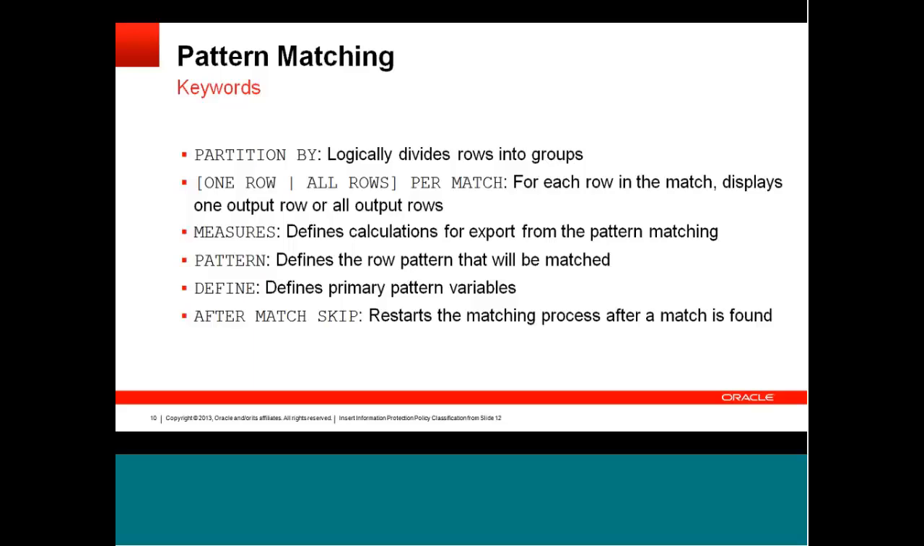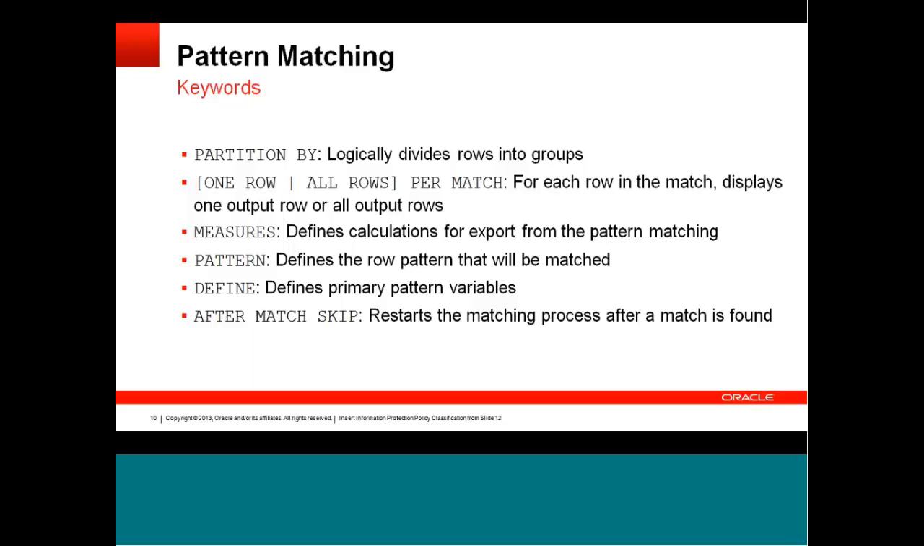Next, we have ONE ROW PER MATCH, which means that for every pattern match found, there will be only one row of output, and then we have ALL ROWS PER MATCH, which displays all rows responsible for a match in the output.